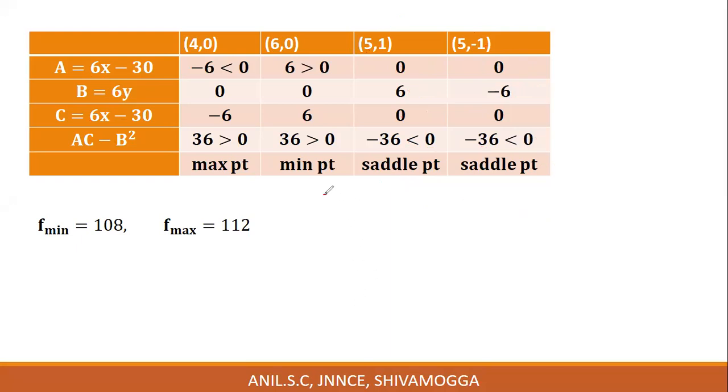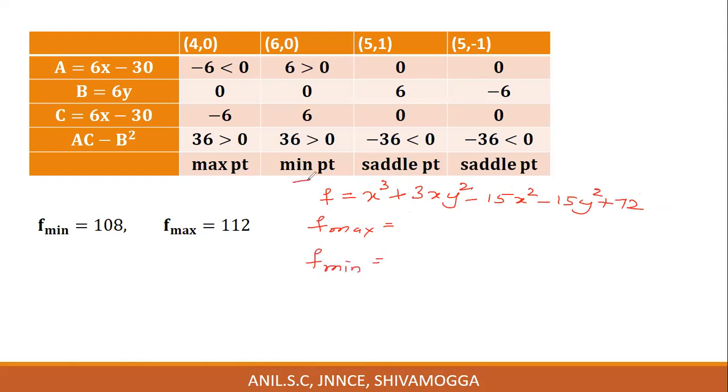Now we find maximum and minimum values. F is given by x cube plus 3xy square minus 15x square minus 15y square plus 72. F maximum can be obtained by substituting 4, 0, x is equal to 4 and y is equal to 0, and F minimum can be obtained by substituting this point, x is equal to 6 and y is equal to 0.